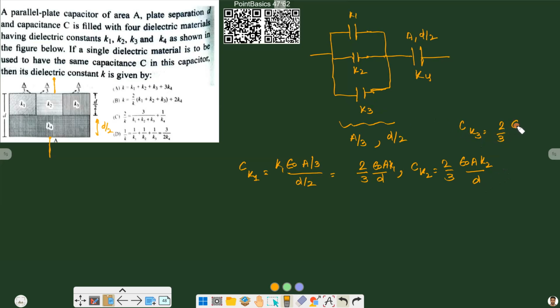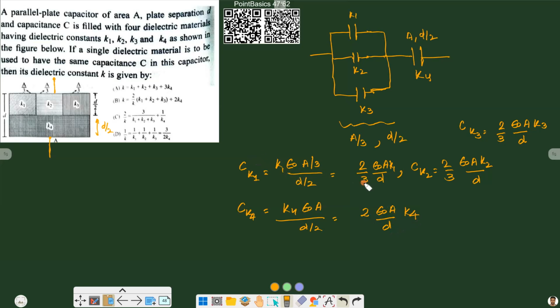the dielectric value will change: 2 by 3 epsilon node A, K3 by D. And now for CK4, we will have K4 times epsilon node, area is A and thickness is D by 2. So it will be 2 epsilon node A by D into K4.